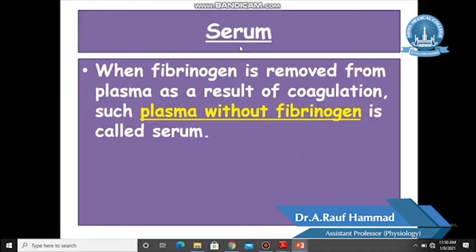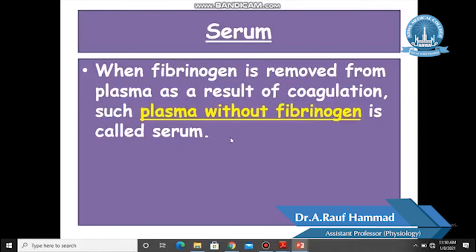सीरम, सीरम कैसे कहते हैं? When fibrinogen is removed from plasma as a result of coagulation, such plasma without fibrinogen is called serum. प्लाज्मा में से फिब्रिनोजन निकाल दें तो उसे सीरम कहते हैं.